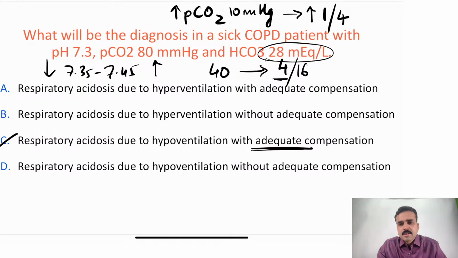Clear? So in this case, we will have to take this into account. Okay, if it was chronic, if they had mentioned that the patient had chronic hypoventilation, then we could have taken it as without adequate compensation. Okay. Yeah, so these kinds of questions are very frequently asked.